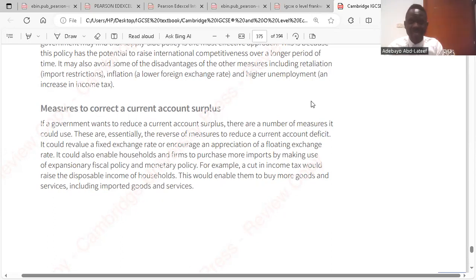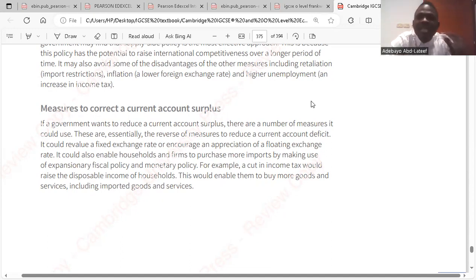Do you get it? Yeah, there's a current account surplus as a result of more exports than imports. So government wants to correct it. For government to correct it, government would revalue the currency. So the price of exports will rise, so exports become less and imports increase. So the surplus will become a deficit and balance. Do you get what I'm saying here? Yes, I'm getting it.